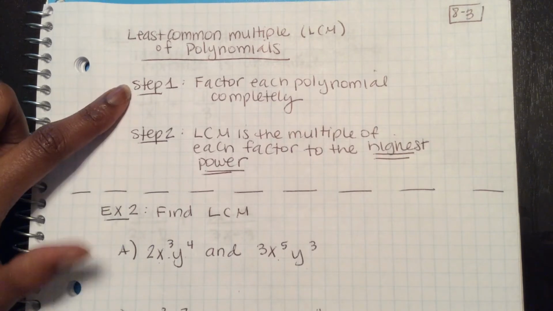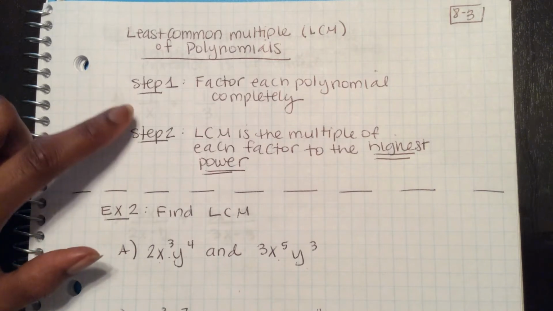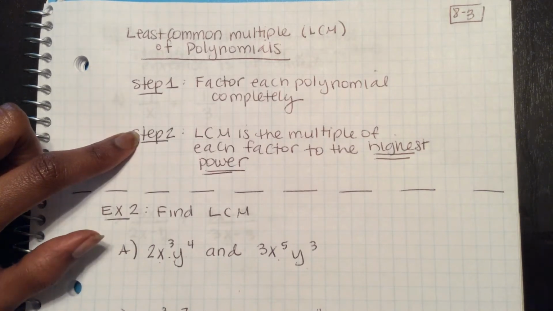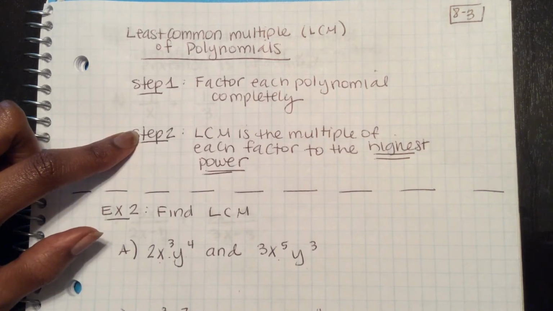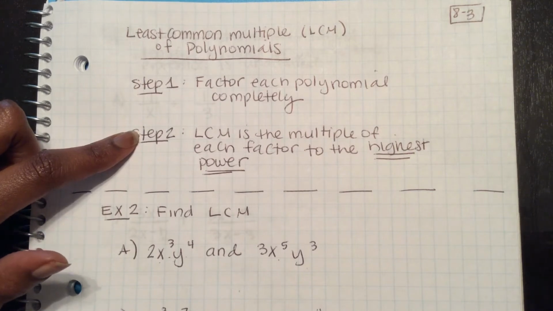Step one, we're going to factor each polynomial completely. Step two, the least common multiple is the multiple of each factor to the highest power that we see. So let's go ahead and try some examples below.